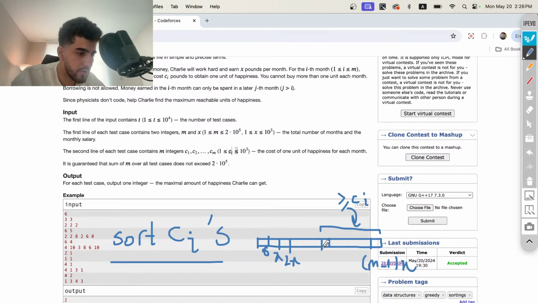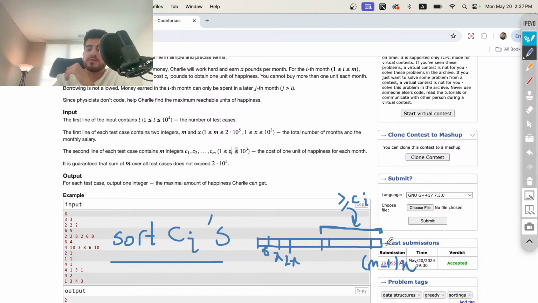So there are 2 things I need to do. The first one is to prove that it is correct if each time I pick the minimum C of I and buy that happiness. And the second one is how to perform these actions, how to find out the minimum in a suffix. And then if I want to buy, I should subtract C of I from all of them. If I want to buy this, I have to subtract C of I from all of these elements. Okay. For the second part, I will use a segment tree.